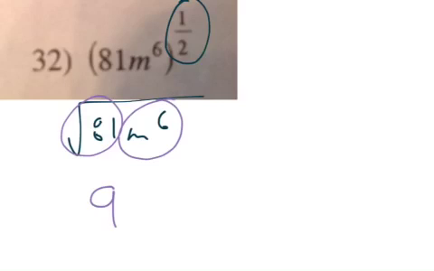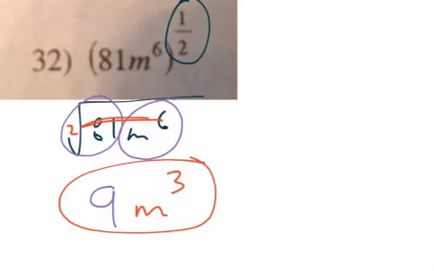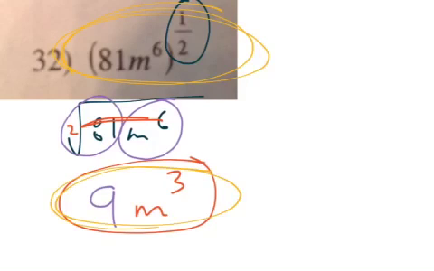What about m to the 6th? Now remember, there is a little 2 index there, which we normally don't write. But don't we just simply do 6 divided by 2? So we get m cubed. So this whole mess, believe it or not, just simplifies to 9m cubed. Again, pause the video if you need to.